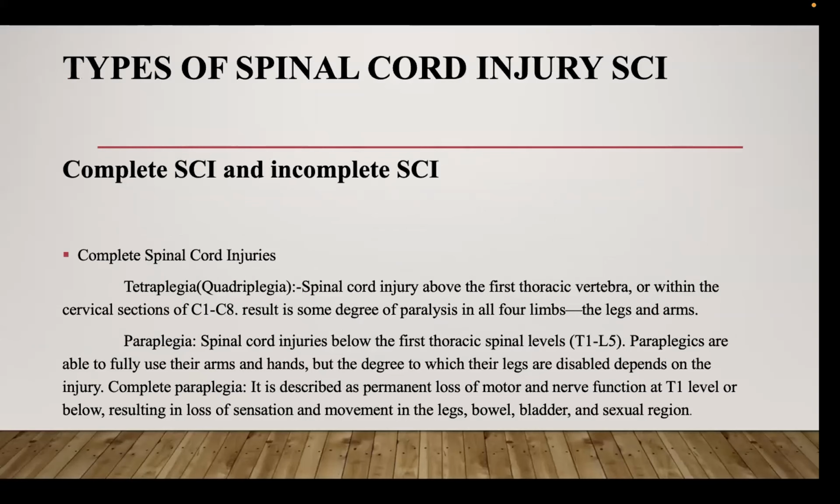So, types of spinal cord injuries, we have two types. The first one is a complete one, and another one is incomplete. By complete, we understand that this person can be paralyzed, or there may not be any function at all. So let's get into it.